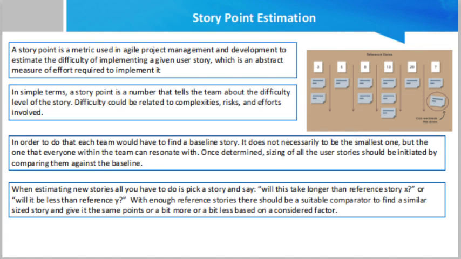So let's start, friends. Story point is a metric used in agile project management and development to estimate the difficulty of implementing a given user story, which is an abstract measure of effort required to implement it. In simple terms, a story point is a number that tells the team about the difficulty level of the story. Difficulty could be related to complexities, risk, and efforts involved.